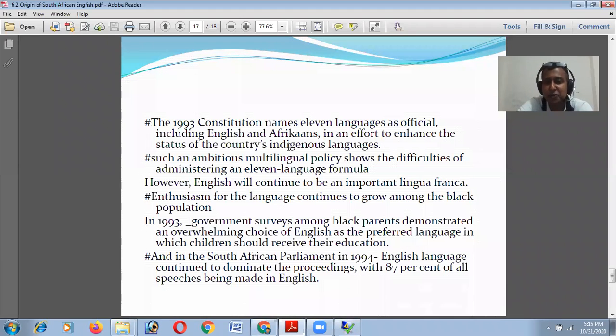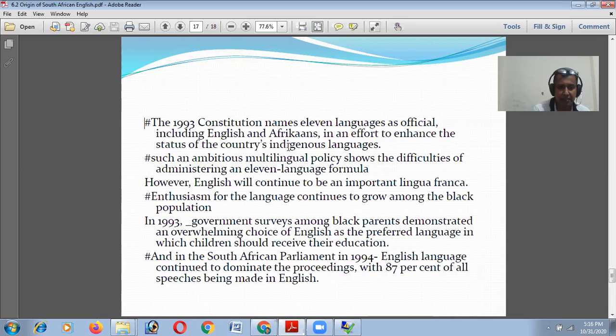However, English will continue to be an important lingua franca among the 11 languages used. People can communicate with other parts of the population, in official communication, or in education, in one of these 11 languages. However, the common language is English. It is not Afrikaans. So the English language has become the common language for communication among these 11 linguistic groups living in South Africa. However, enthusiasm for the language continues to grow among the Black population.